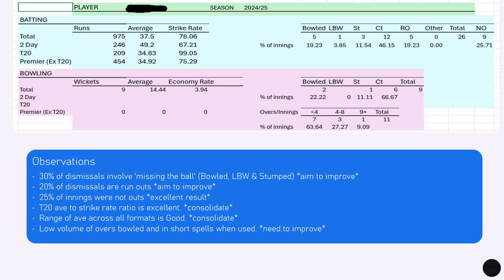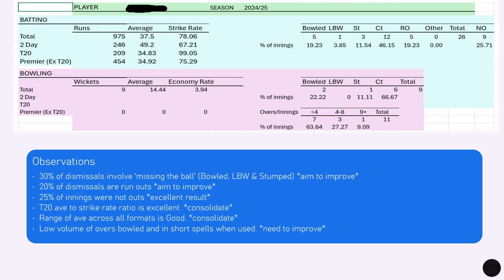Importantly, what we really do with the statistical information is we analyse it and provide some insight as to what this tells us about the player. In this example player, we can note that 30% of the dismissals of the player are from being bowled, LBW or stumped. So these are dismissals where generally the player is missing the ball.